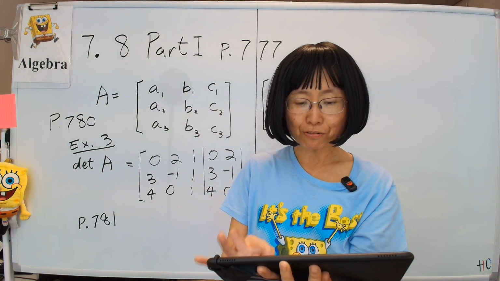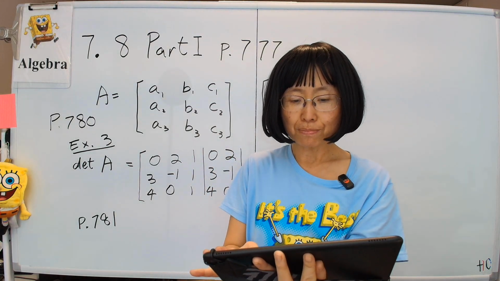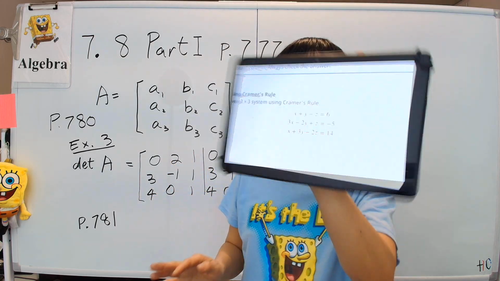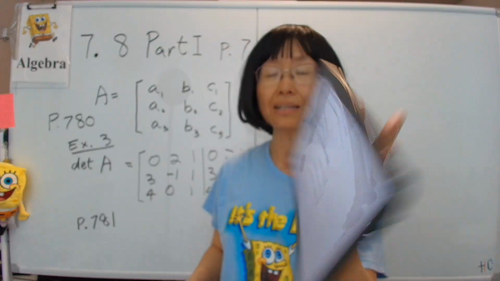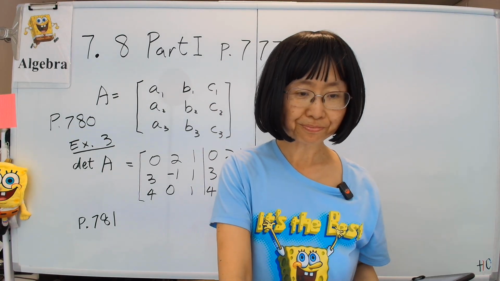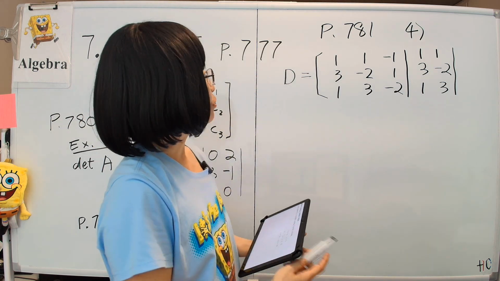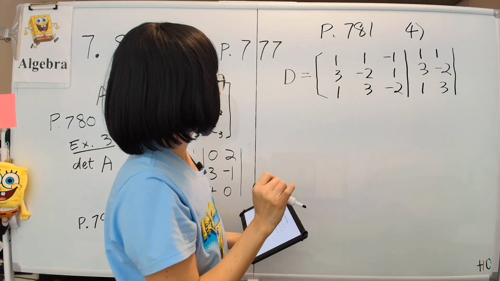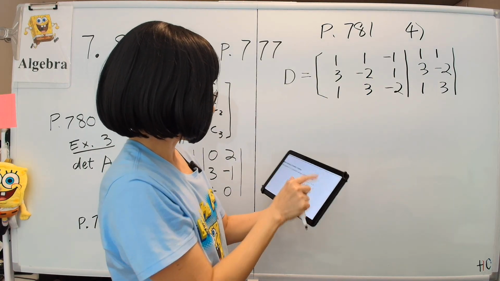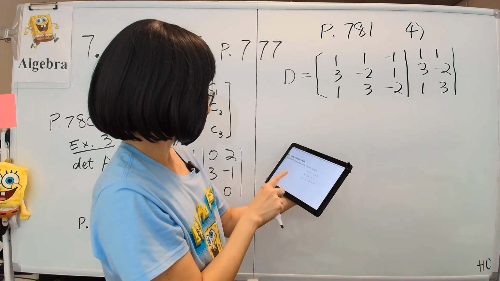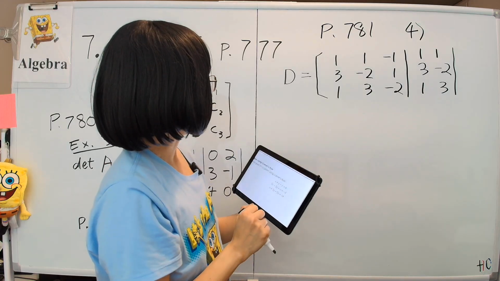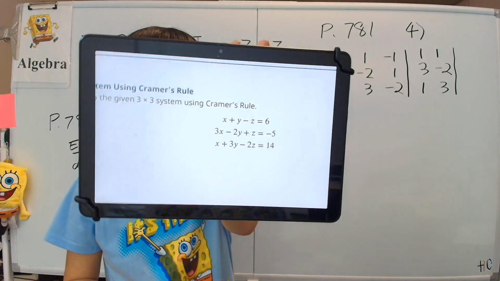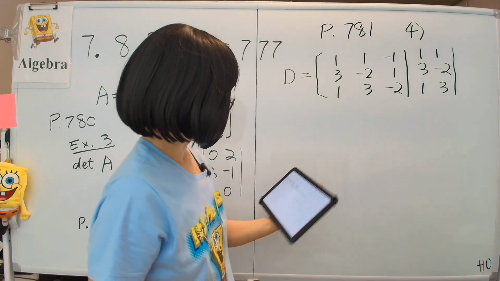Okay, let's look at example 4 on page 781, where we have a 3 by 3 system. Here's the system, and I will write down its determinant. We have D equals all that, assuming I got it right: 1, 1, minus 1, 3, minus 2, 1, and then 1, 3 and minus 2. It looks okay to me. That's just the coefficient matrix of the system of equations.